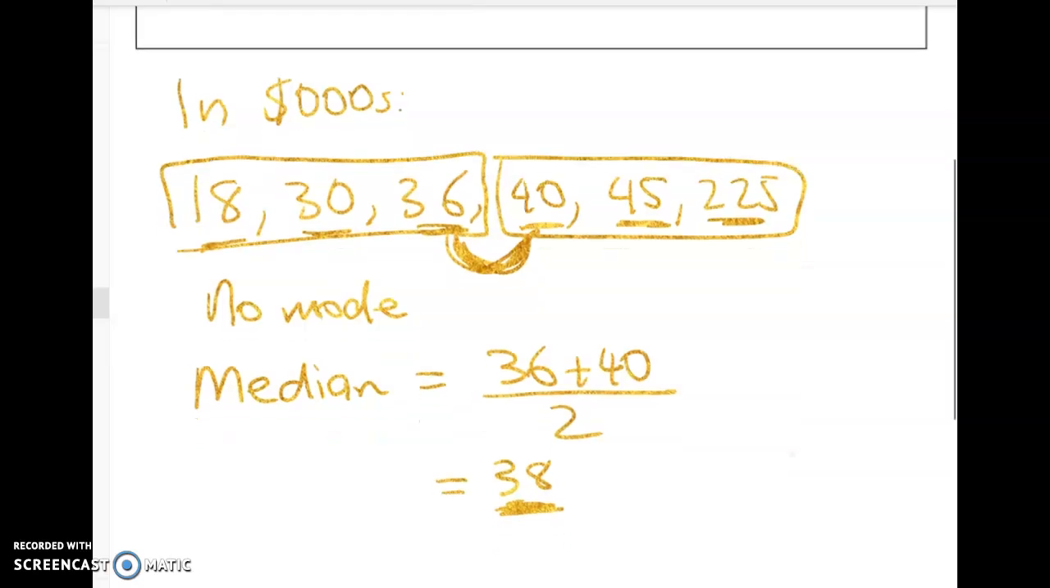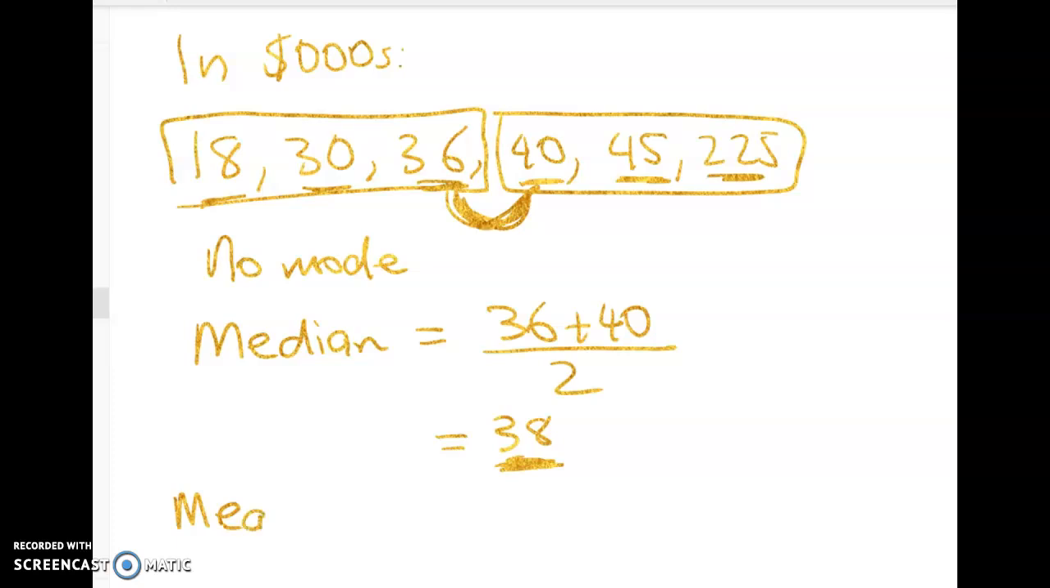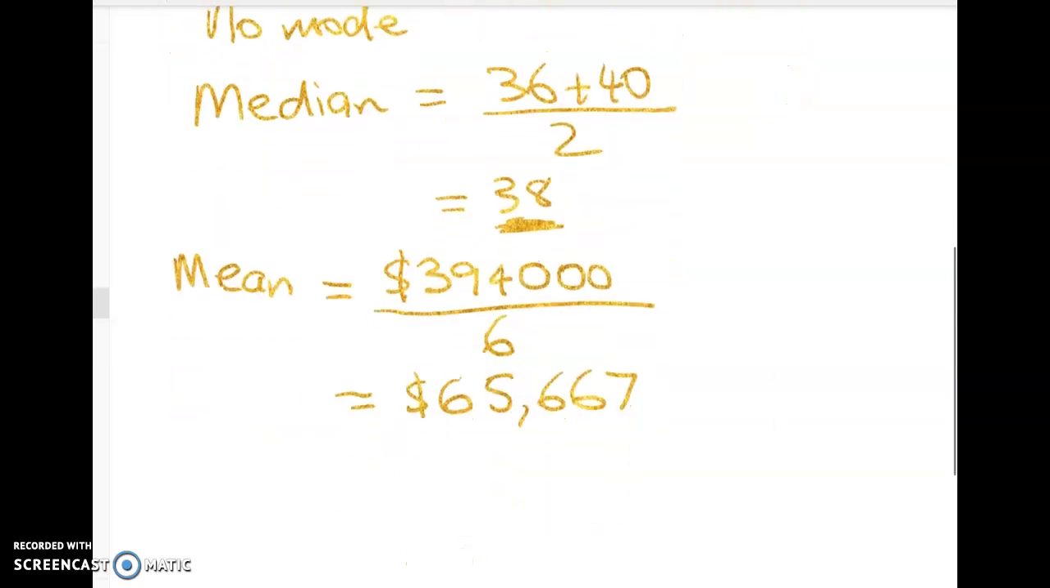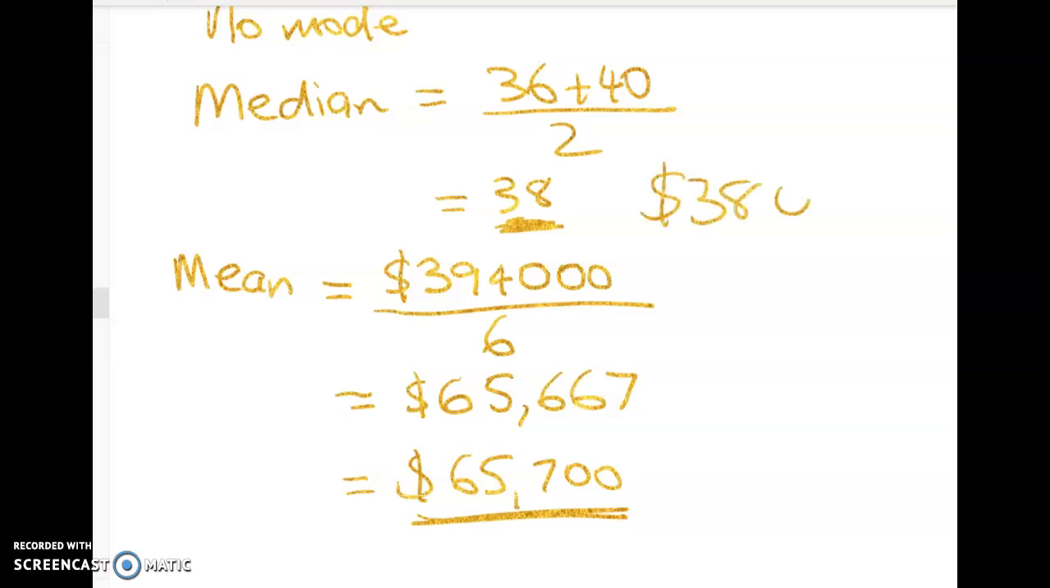The last one we've got here is the mean, right? So when we work out the mean, we add up these numbers and we get a total of $394,000 earned divided by 6 people, right? And that tells us that the mean is $65,667, or if I were rounding that to 3 significant figures, I'd go $65,700. Right, so now let's look at which one is the best measure of centre. So that median should not say 38, sorry, it should say 38,000.